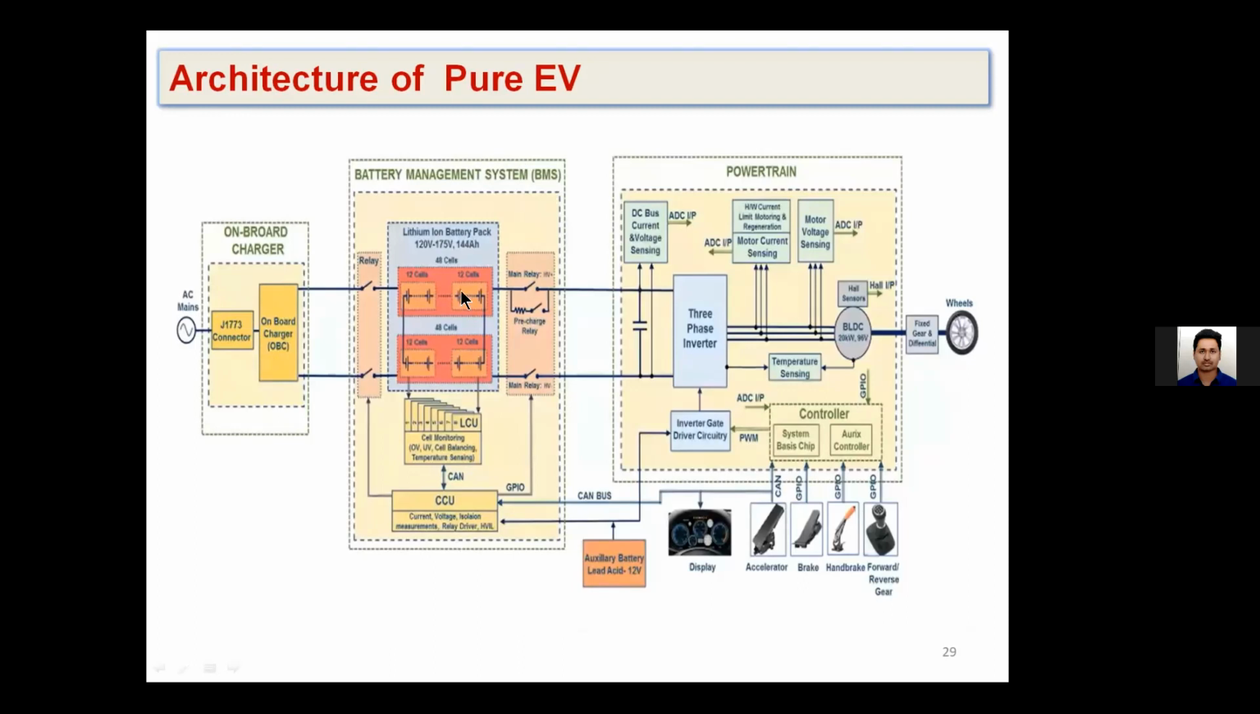So here we have batteries, a series or parallel connection of batteries, and we have a battery management system, which is very much needed in order to maintain the voltage and the current within safe operating limits. Of the various battery technologies, which we will discuss afterwards, lithium ion batteries are more popular and suitable for EV applications. So this is about the battery management system. And later on it's fed to the powertrain.